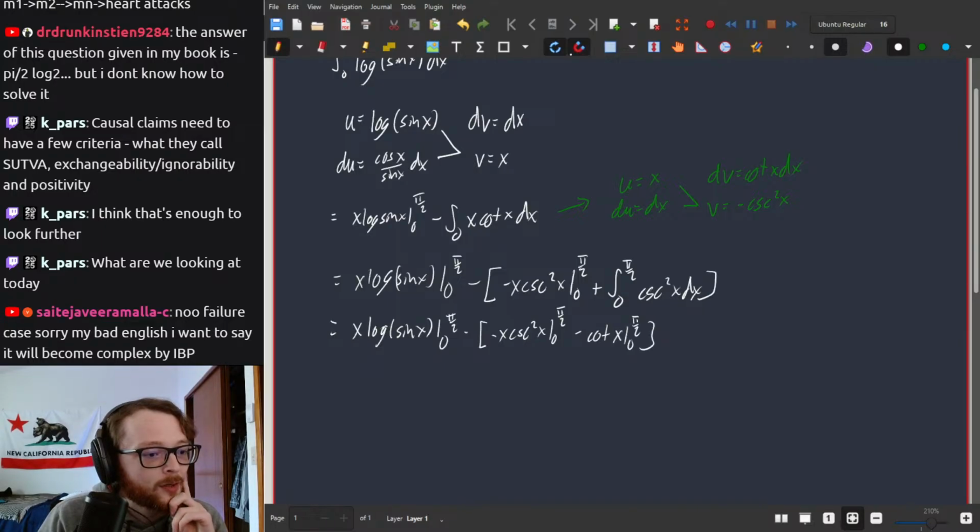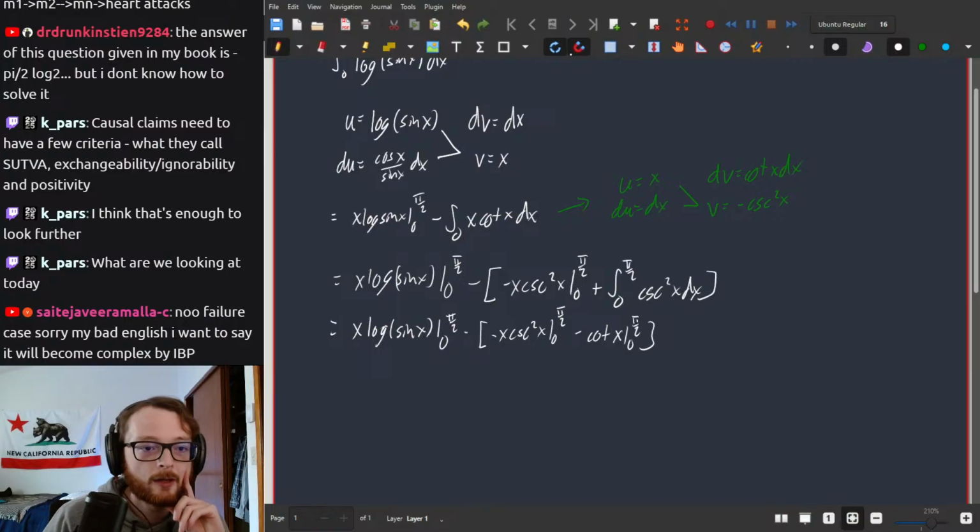Poverty causes M1, causes M2, causes MN, causes heart attack. Oh, okay. Causal claim when you have a chain of events. Oh, it'll be complex. No, I mean it's just integration by parts twice. We're done integrating now. Causal claims need to have a few criteria, what they call SUTVA: exchangeability, ignorability, positivity. Things enough to look further.